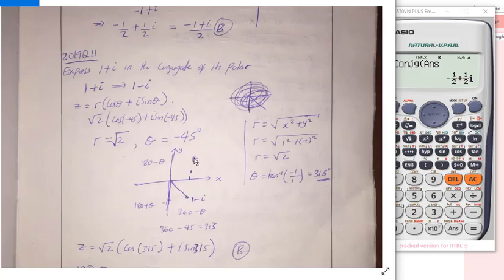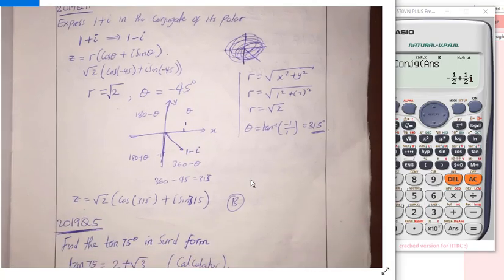In the first quadrant you have theta. In the second quadrant you have 180 minus theta. In the third quadrant you have 180 plus theta. In the last quadrant you use 360 minus theta. So when you use the calculator to do this, you will actually get minus 45. So just do 360 minus 45. You will get 315. Do you understand? Because that is how they leave your answer.